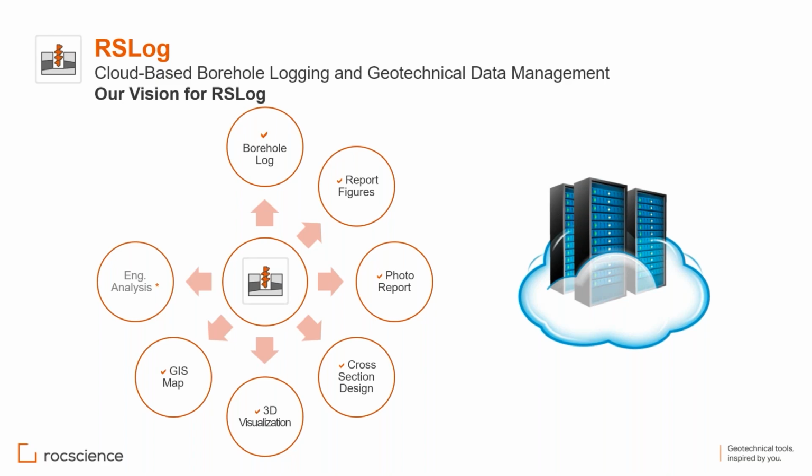Now, in addition to these existing features and report types, the way that RSLog is designed is that we can expand these features. We can add more modules or more features in the future. For example, engineering analysis, like simple types of engineering analysis, is something that we can add in the future. You have your SPT data, why not correlate it to, say, undrained shear strengths or friction angle or relative density, or something that you need to use in another engineering analysis, like liquefaction, for example.